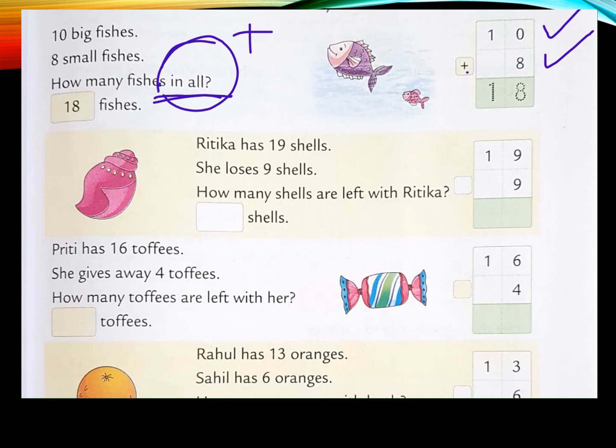Ritika has 19 shells. She loses 9 shells. She lost 9. So how many shells are left with Ritika? Left. When you use the word left, it is always minus. So you will minus 9 from 19. 19 minus 9, tens, ones. 9 minus 9 is 0 and 1 down.